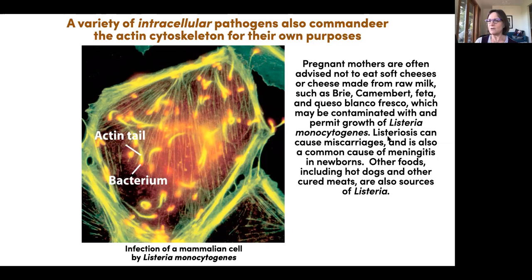For reasons that I don't know much about, infection with listeria can cause miscarriages, and it can also cause meningitis in newborn babies. So that's why if you are pregnant, you are usually advised not to eat cheese made from raw milk, because that can be a source of listeria, as can, for some reason, cured foods like salami, luncheon meats and things like that.